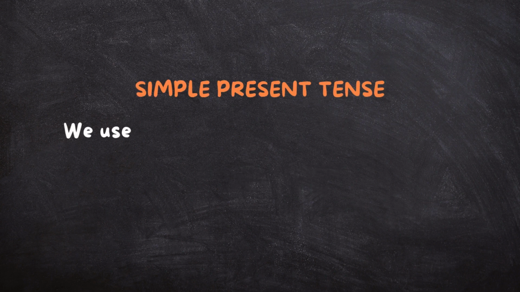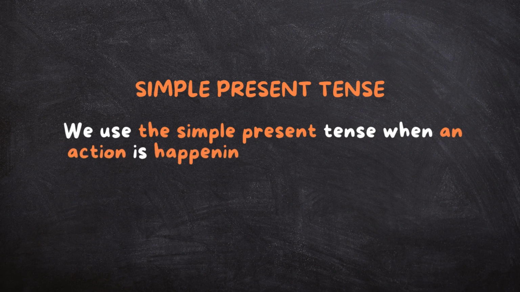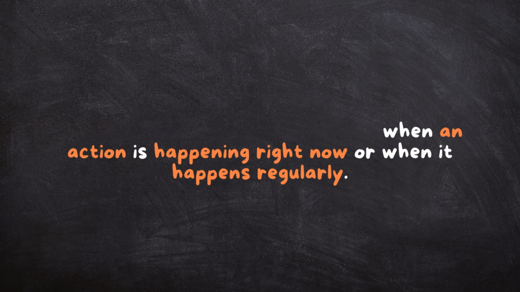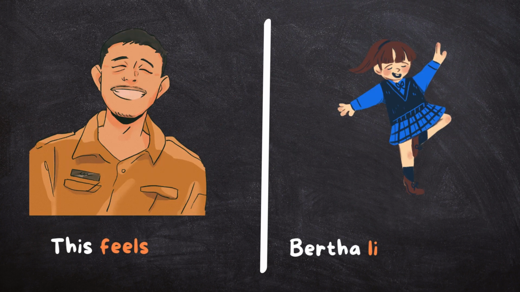Beginning with the simple present tense, we use the simple present tense when an action is happening right now or when it happens regularly. Examples are, this feels good. Bertha likes dancing. In these examples, we are describing what we feel at that time, that is, this feels good. And then we are describing what someone always does regularly, that is, Bertha likes dancing.